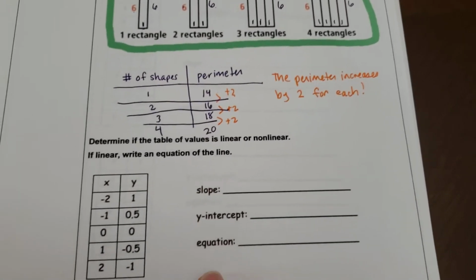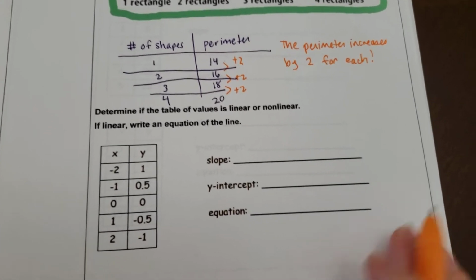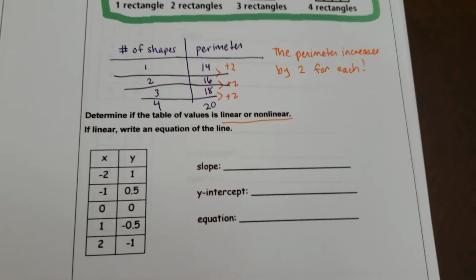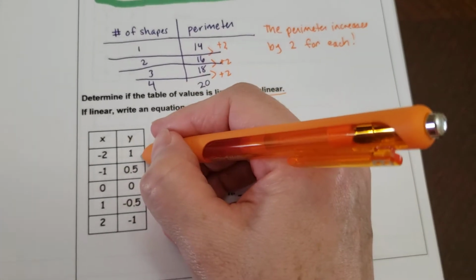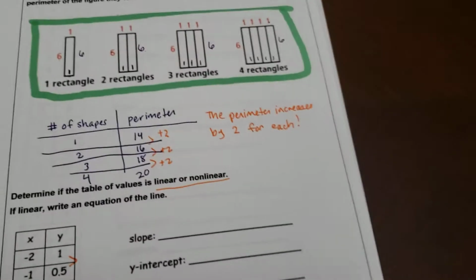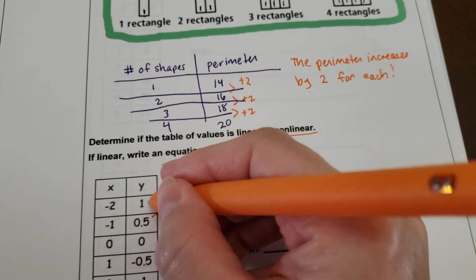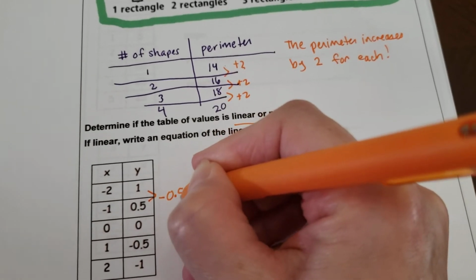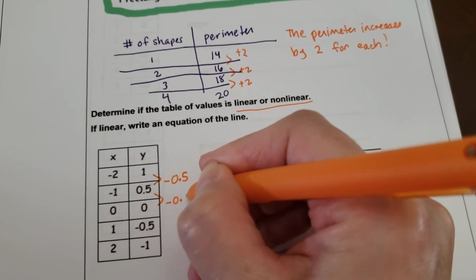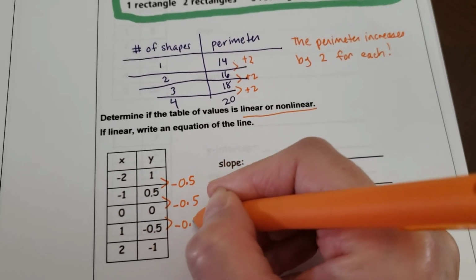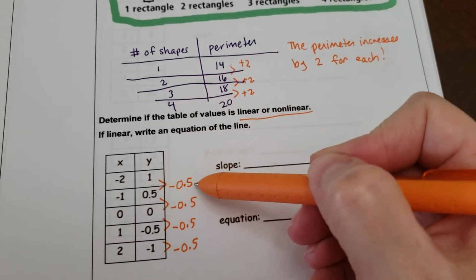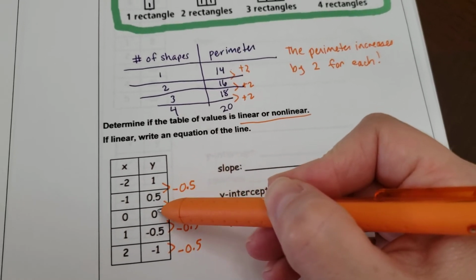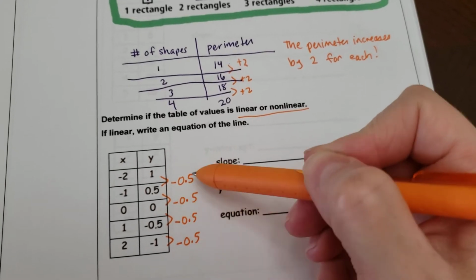All right, so the next one we're going to do is more like homework. You're going to get tables. So we learned yesterday how to figure out if it's linear or nonlinear. So all you're going to do is, let's start with our change in y. So our change in y, we see that this is going down by 0.5. And you could just put this in a calculator to show this. So every time, to go from 1 to a half, it's subtracting 0.5. To go from a half to 0, subtracting 0.5. So all of these are the same.